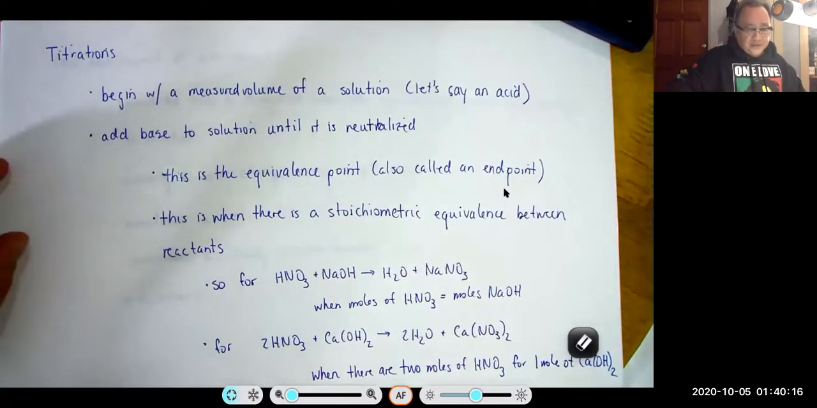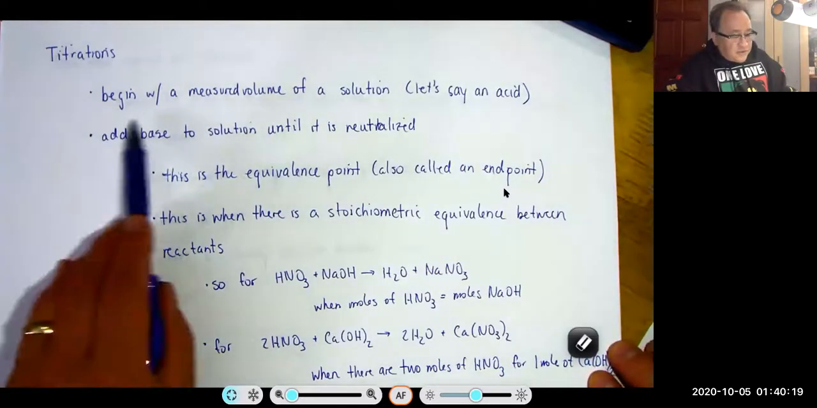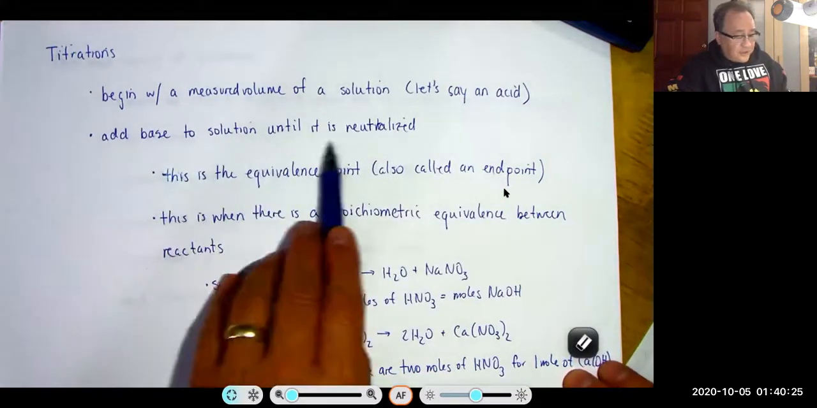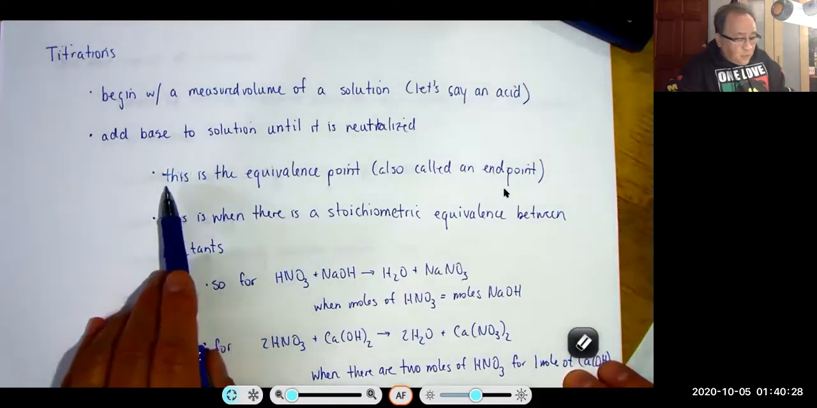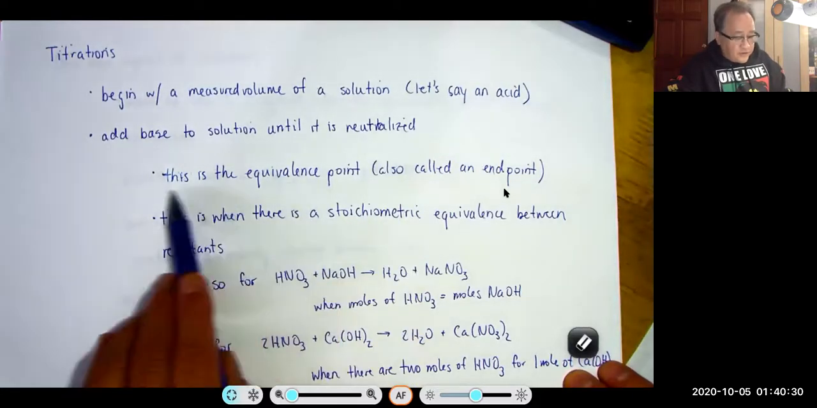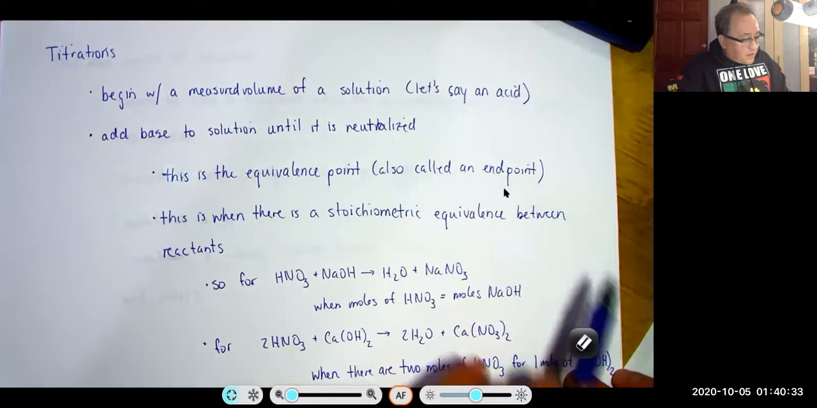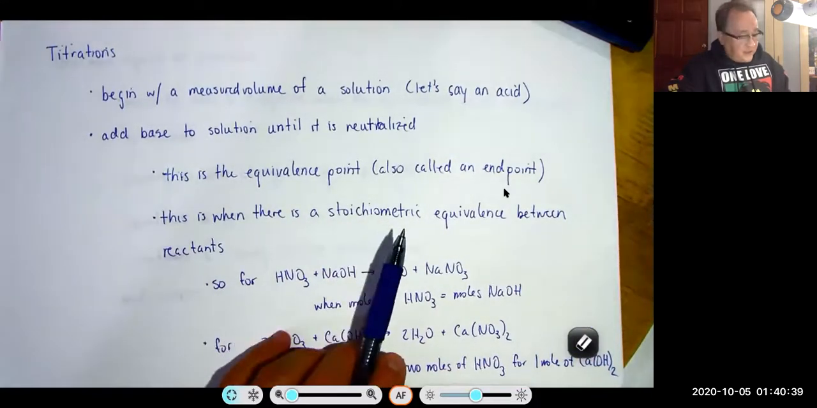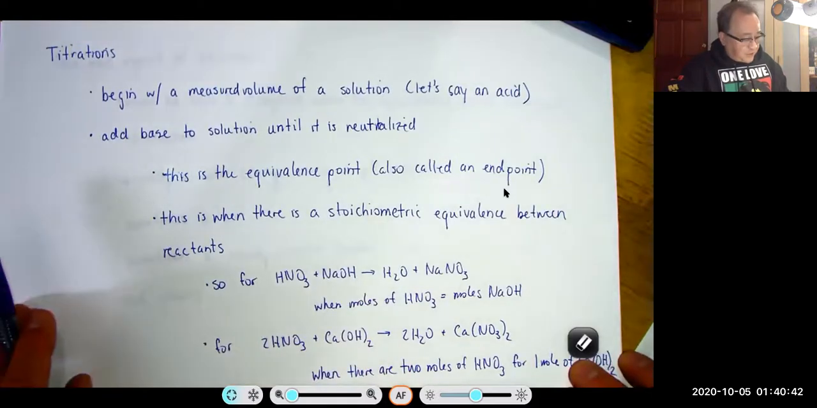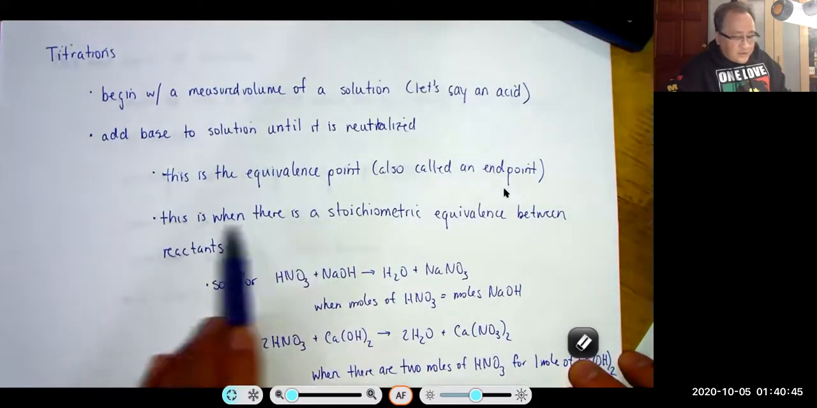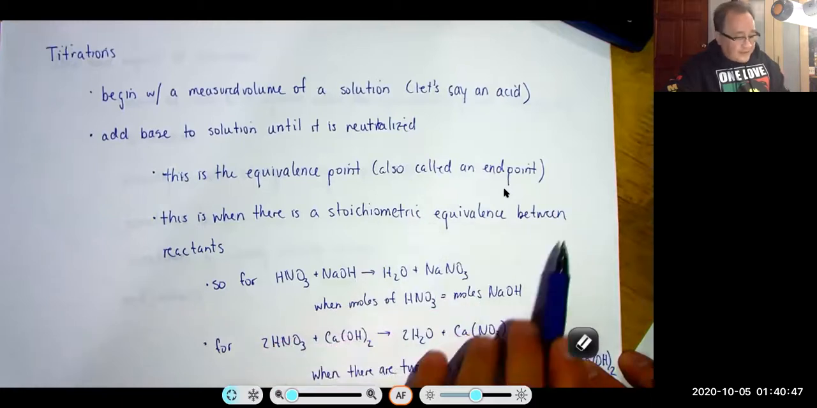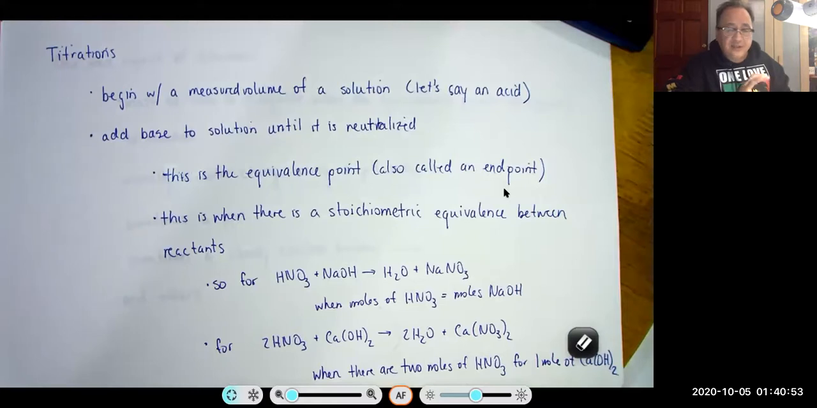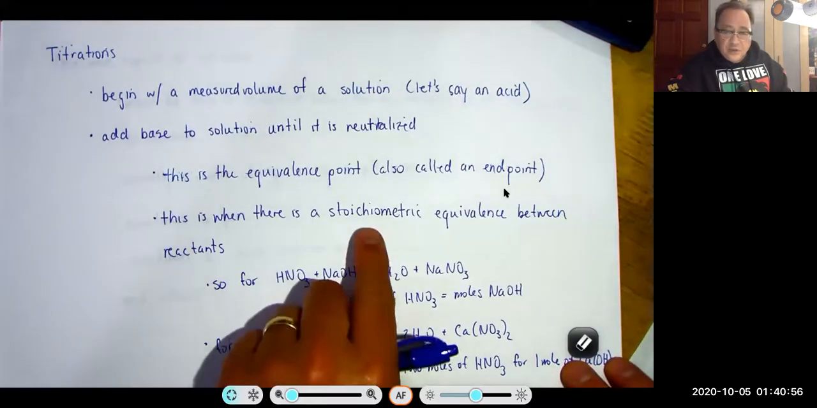Now, more about titrations. You begin with a measured amount of solution, let's say an acid, a weak acid. You add base to the solution until it is neutralized. This point where it's neutralized is called the equivalence point. It's also called an endpoint. And we don't want to add base to the solution until it becomes basic, because if you add too much base, it will become basic, just till it becomes neutral. So when you reach that equivalence point, that's when there's a stoichiometric equivalence between the reactants. Notice I didn't write that there is an equivalence or an equality between the reactants. It's a stoichiometric equivalence, so it's based on the stoichiometry of the reaction.